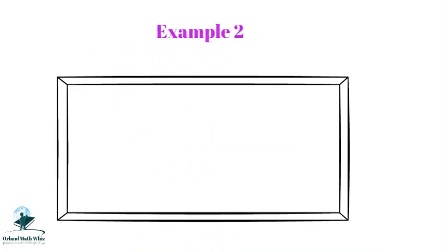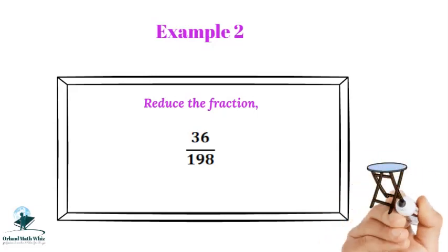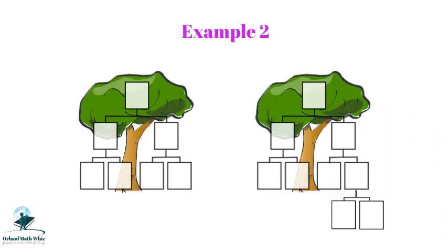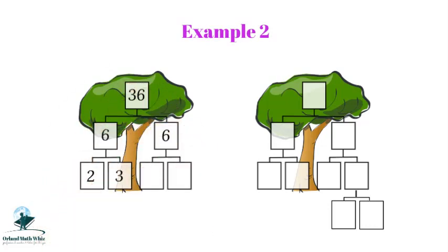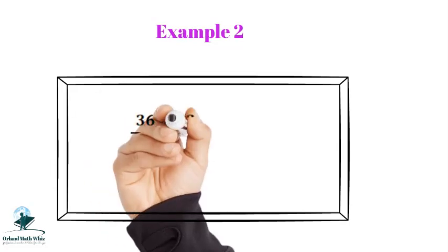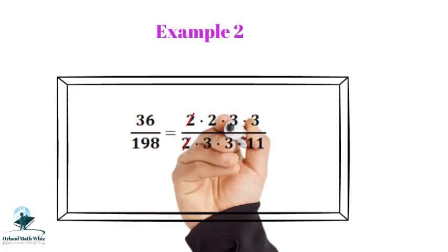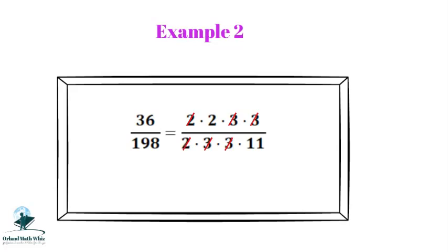Example 2. Reduce the fraction 36 over 198. Again, let's prime factorize the numerator and denominator. 36 is 6 times 6, then 2 times 3, and 2 times 3. 198 is 2 times 99, then 3 times 33, and finally 3 times 11. Putting the prime factors in sequential order for both numbers, we can see that a pair of 2's and 2 pairs of 3's cancel. This leaves us with the reduced fraction, 2/11.